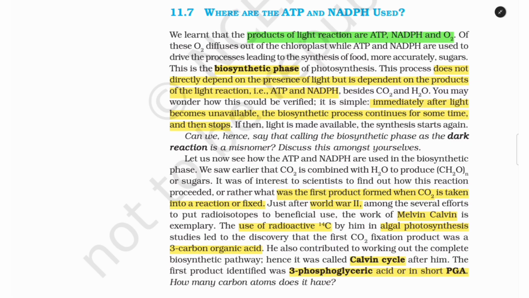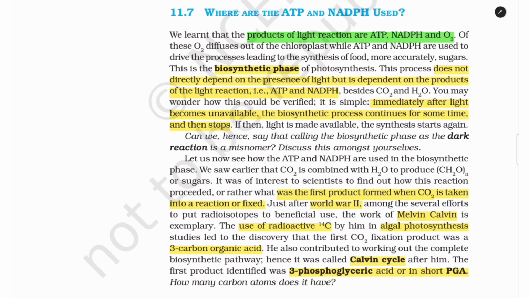We saw earlier that CO2 is combined with H2O to produce (CH2O)n or sugars. It was of interest to scientists to find out how this reaction proceeded, or rather what was the first product formed when CO2 is taken into a reaction or fixed.